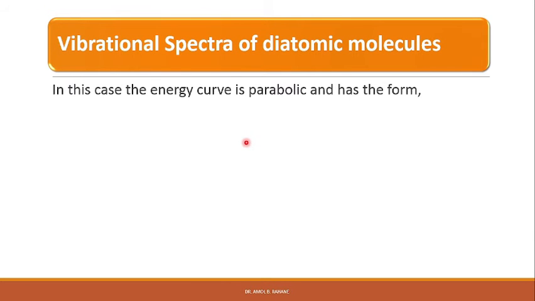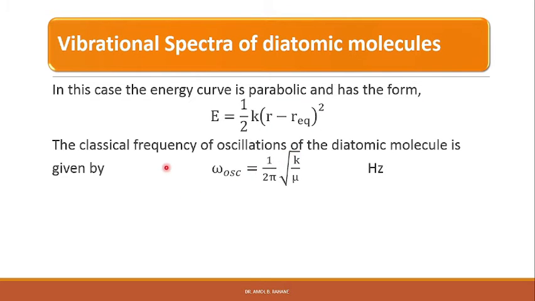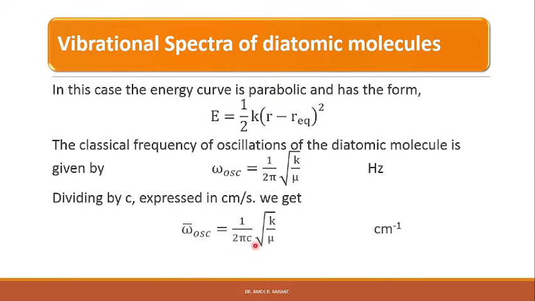In this case, the energy curve is parabolic and has the form E is equal to 1/2 K (R minus R equilibrium) whole square. The classical frequency of oscillations of the diatomic molecule is given by omega oscillations is equal to 1/2 pi square root of K upon mu, which is in Hertz. So, by dividing this frequency by c, the velocity of light, expressed in centimeter per second, we get omega bar oscillations is equal to 1/2 pi c square root of K upon mu, which is in per centimeter unit.